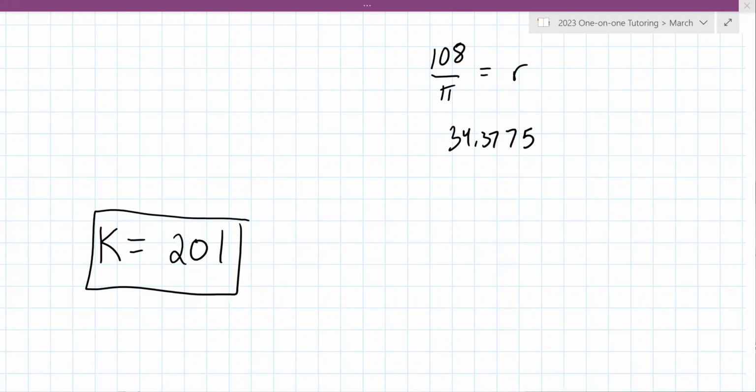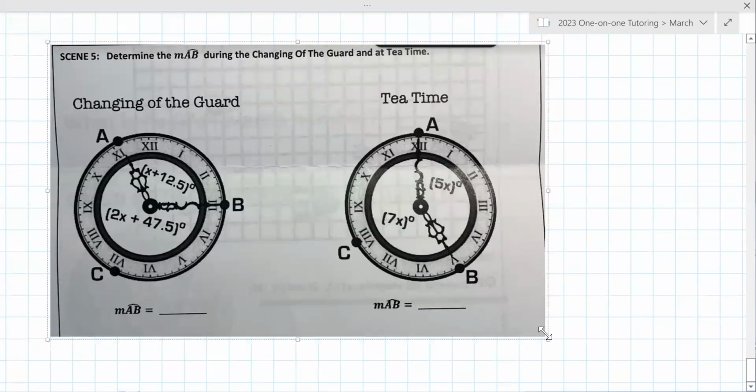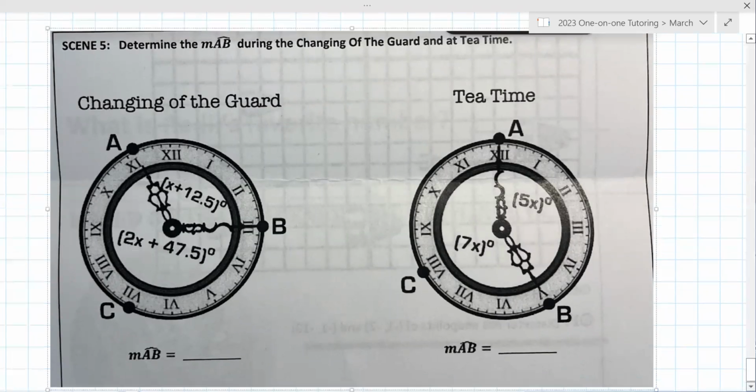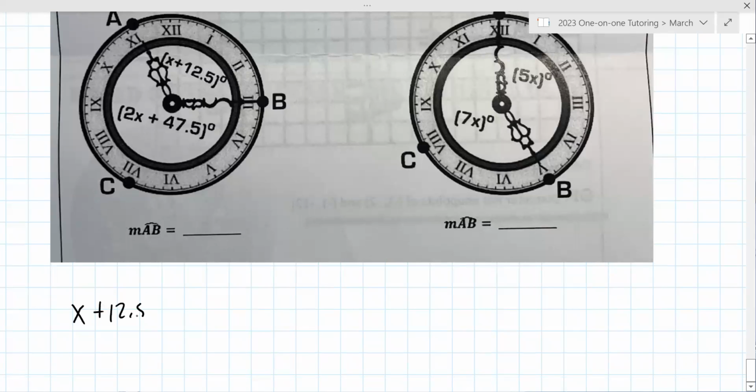All right, scene 5. So you need to determine the measure of arc AB. And we can do that here pretty easily. So the x plus 12.5 is this one right here. 2x plus 47.5 is this other one. They both add up to 360 because you're going around the circle. So you're going to set those equations, add them up: x plus 12.5 plus 2x plus 47.5 equals 360.